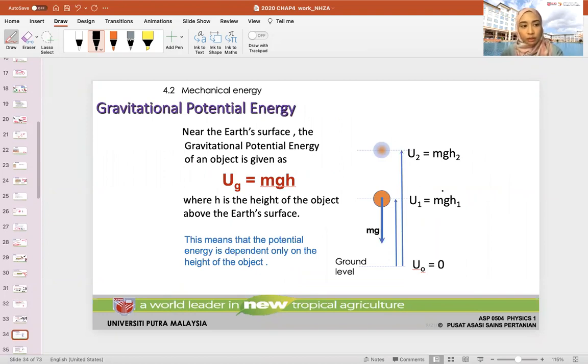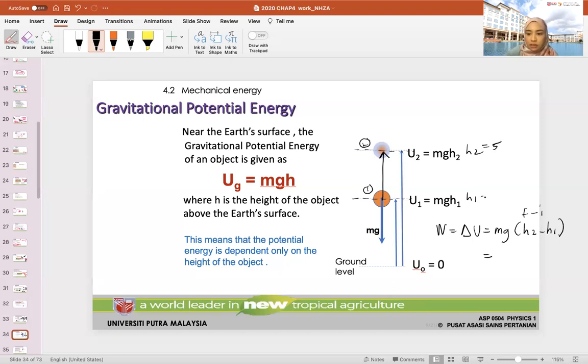How do you know what is the work done on the object? So at U1, it is mgh1, and at U2, it is mgh2. So let's say you want to know what is the work done if I bring this ball from here to here. So this is state number 1, this is state number 2. What is the work done that I'm doing if I bring this ball up from H1 to H2? So use your equation, W equals to the change in U. This means mg(H2 minus H1), always final minus initial. So let's say H2 is 5 and this is 2. You plug it in.